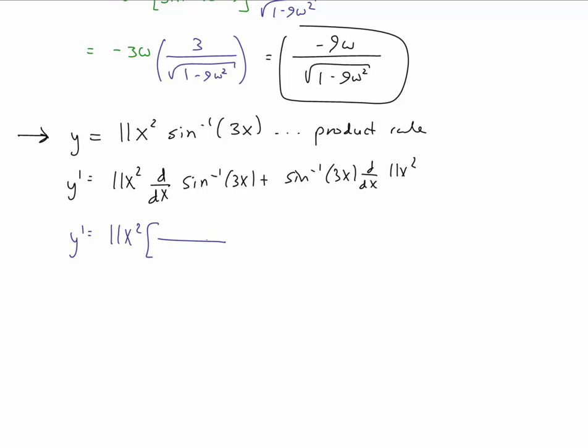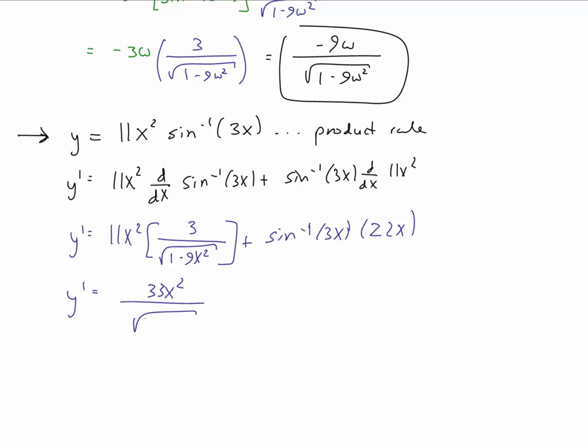Okay, so the derivative of the inverse sine of 3x: the derivative of 3x is 3, over root 1 minus 3x quantity squared, which is 9x squared, plus the inverse sine of 3x, and the derivative of 11x squared is going to be 22x. So here's my derivative. I guess I can simplify it a little bit. Most of these don't simplify much. 11 times 3 is 33x squared over root 1 minus 9x squared. I'm going to put the 22x out front, and the reason I'm going to pull that out front is so we don't get it confused with the argument of this trig function.